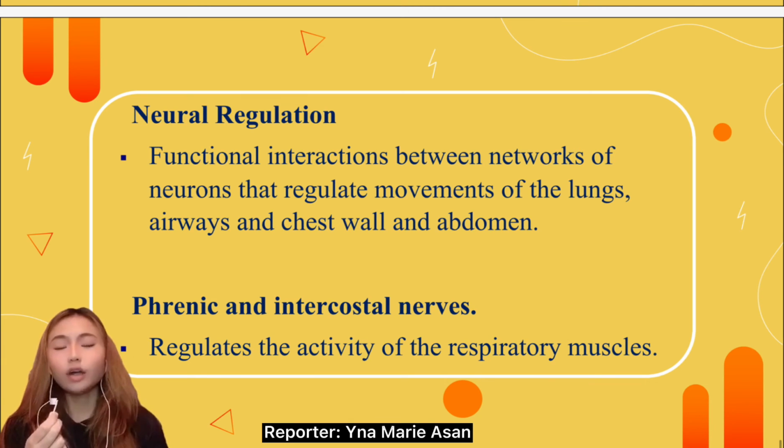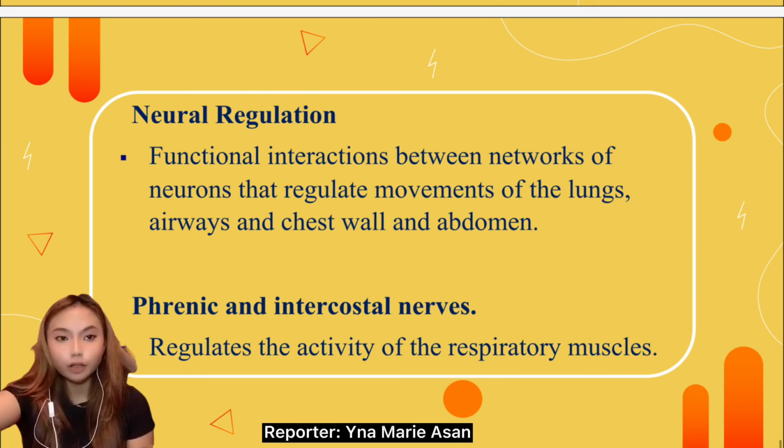So, there are 5 examples of neural regulations. First, we have the phrenic and the intercostal nerves. These are controlled by the respiratory center and issue rhythmic nerve impulses, causing synchronous contraction and relaxation of the diaphragm and intercostal muscles to produce respiratory movement.